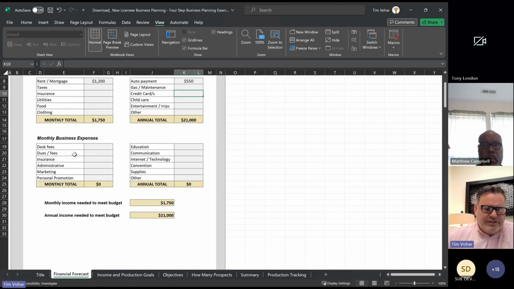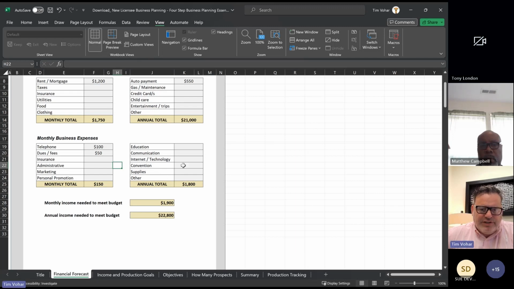Come down here to your business expenses. You don't have desk fees. So we could put in telephone. And I type in my telephone. Boom. I don't know, what is Hurrah dues for NAR dues? Probably $600, right? Something like that. So that's not right. So it's like $50 a month, give or take. And it just adds up for you.